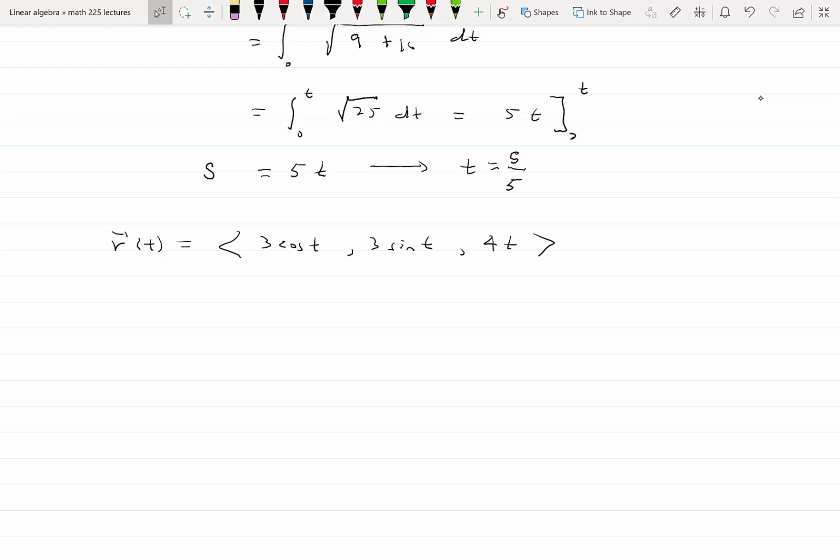position function. So that will give me r as a function of s equals the vector whose components are 3 times cosine of s over 5, 3 times the sine of s over 5, and 4 times s over 5, so 4/5 s. And now I'm able to find the position function as a function of arc length.